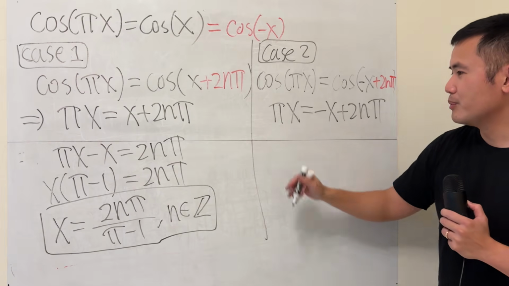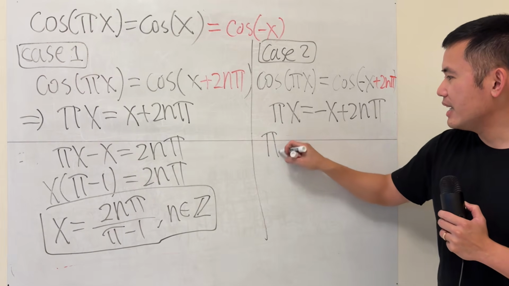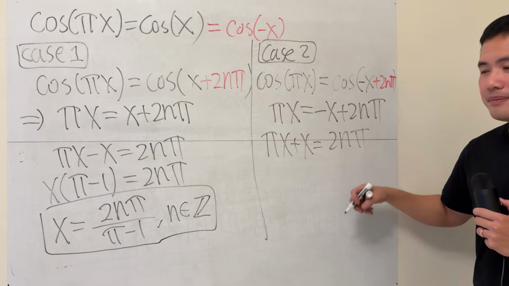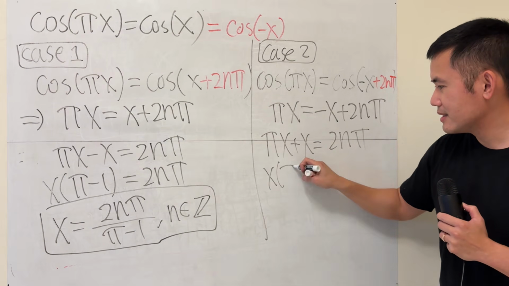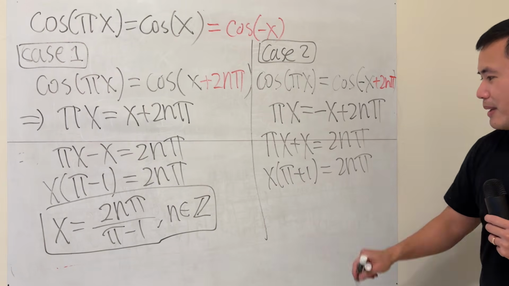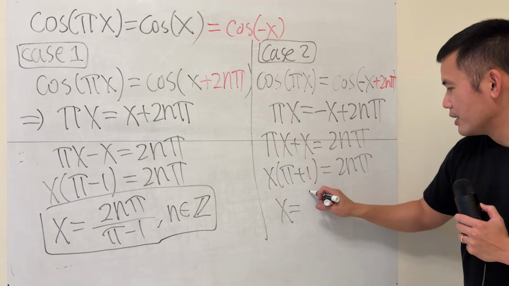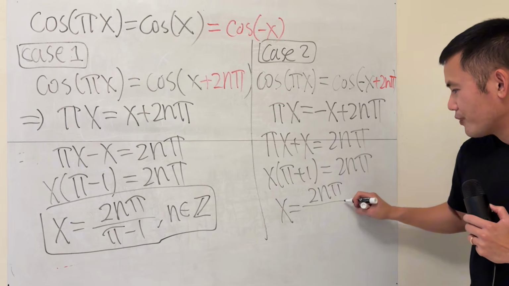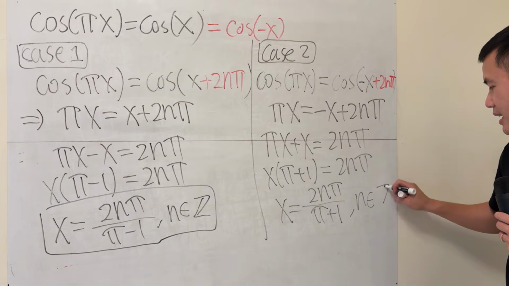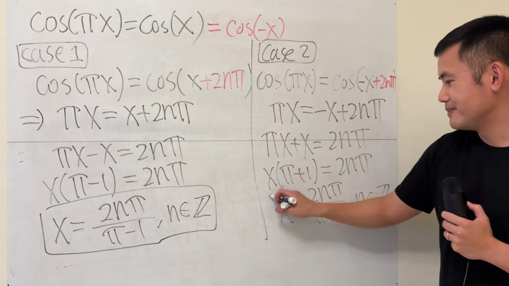And then do the same thing, move that to the other side. So pi x plus x equals 2n pi. Factoring out the x. Divided by that. So x equals 2n pi over pi plus 1. And here, again, let's denote that n is an integer.